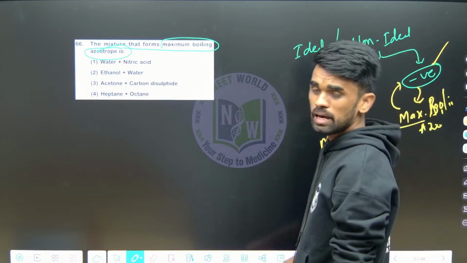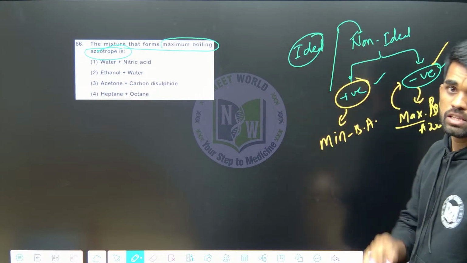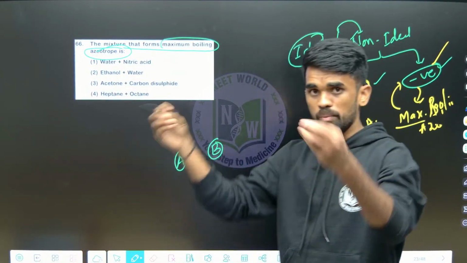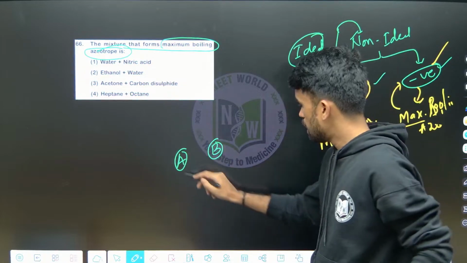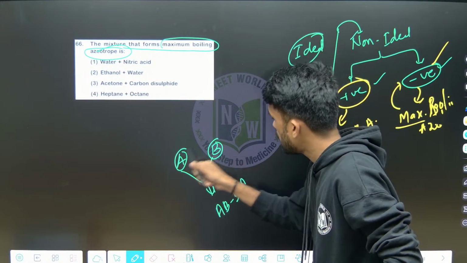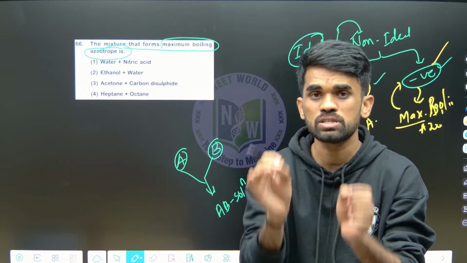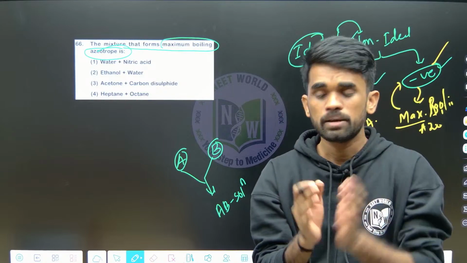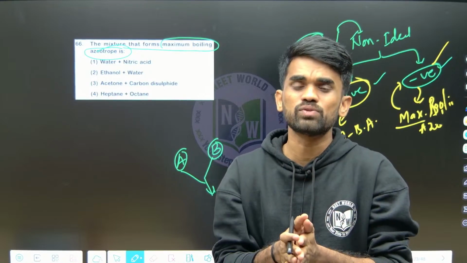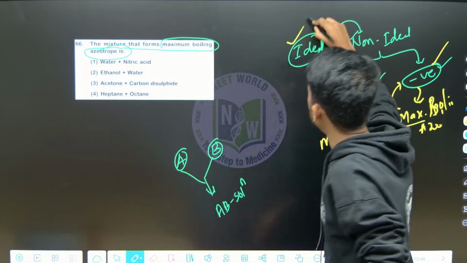So how do we identify positive deviation, negative deviation, ideal and non-ideal? See, for example, if components A and B are mixed to form a solution of AB type, this is the AB solution. If A and B have similar intermolecular forces, meaning the intermolecular forces are almost the same, for example benzene and toluene, which have similar intermolecular forces, then when we mix these two components, it will form an ideal solution.